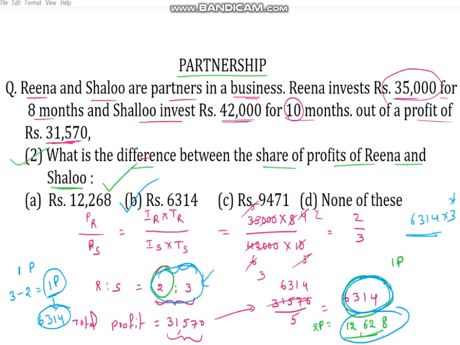Friends, here no need to calculate Reena's share and Shalu's share, and from Shalu's share subtract Reena's share to get the difference. No need to do all these calculations. Why? Because we know the share of one part. Here there are total 5 parts. One part share is 6,314 rupees. The difference is one part. So the answer is 6,314 rupees. Option B is the answer here.